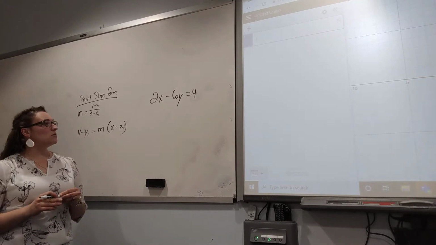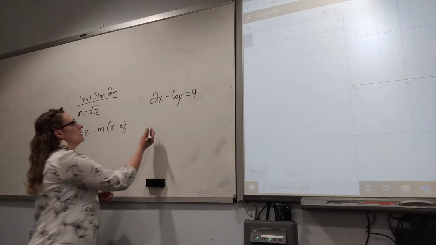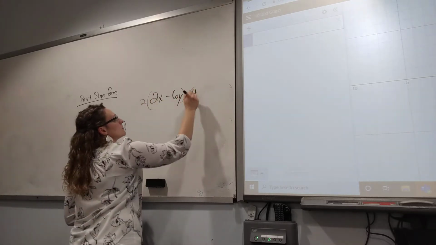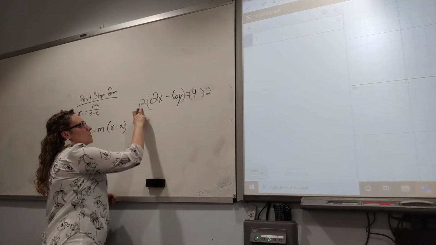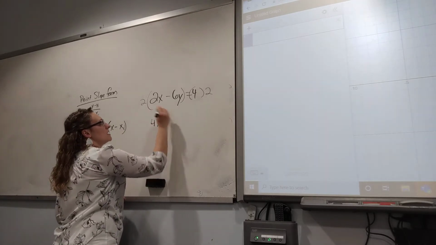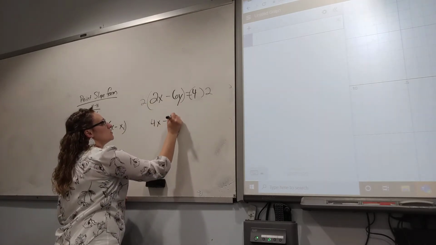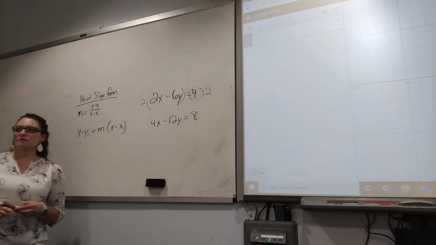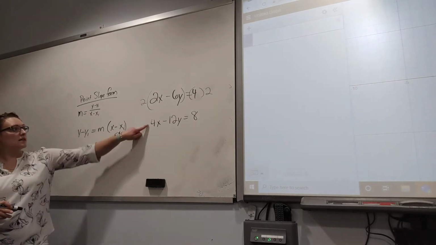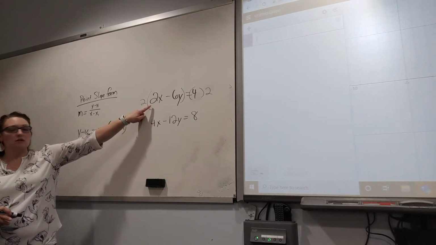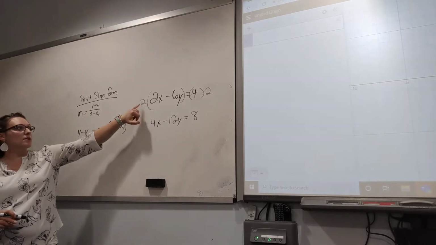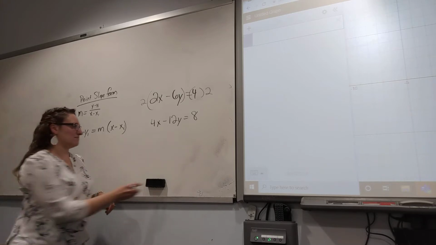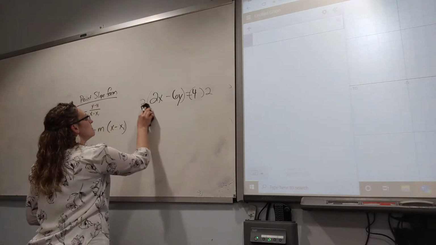So I'm just going to do number 2. I'm going to multiply this whole side by 2 and this whole side by 2. So 2 times 2 is 4x, minus 2 times 6 is 12y, equals 2 times 4 is 8. Okay, so that is the same thing as our original equation. The only thing I did was multiply both sides by 2. Got it?